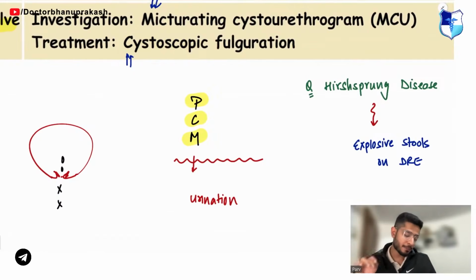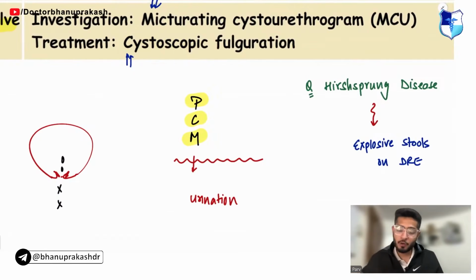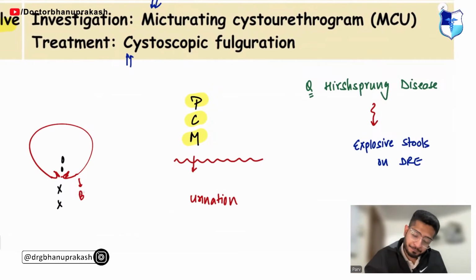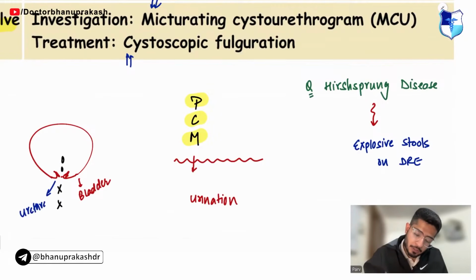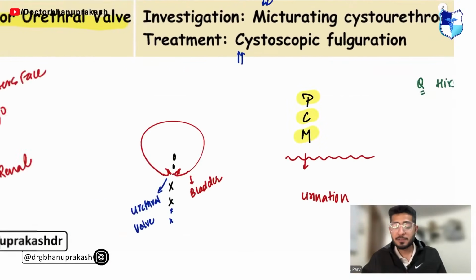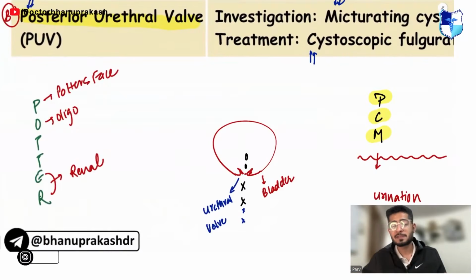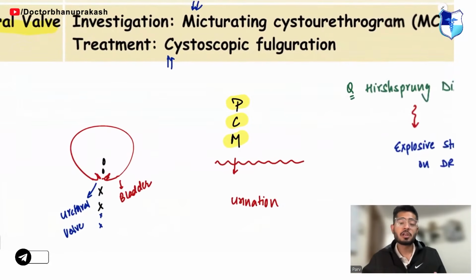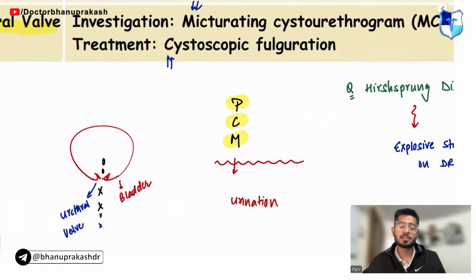See, what happens in posterior urethral valve? This is your bladder, and in this bladder, this is the urethral valve. If the urethral valve is posterior, of course the urine can't come down, and if the urine can't come down, there will be no urination. So what you have to understand is that this posterior urethral valve is also responsible for no urination.